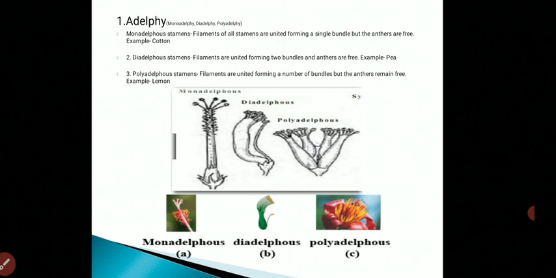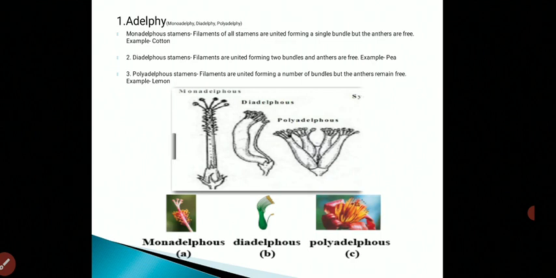So let's see Adelphy, where only the filaments are fused and the anthers are free. They also exhibit three different forms, that is monoadelphous, diadelphous and polyadelphous, as shown in the diagrammatic representation here.